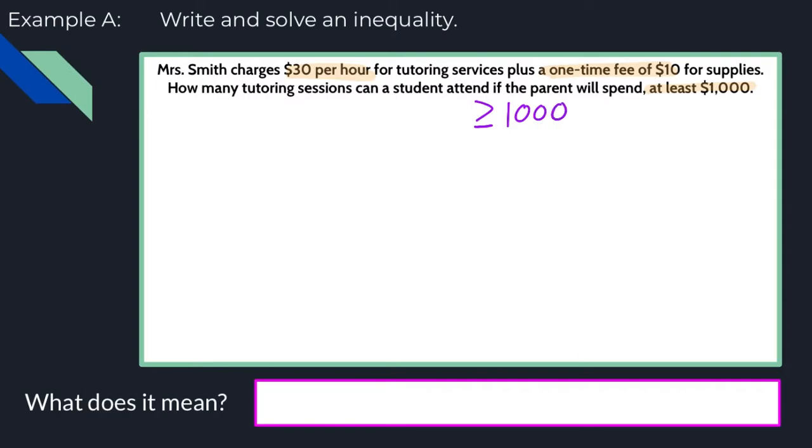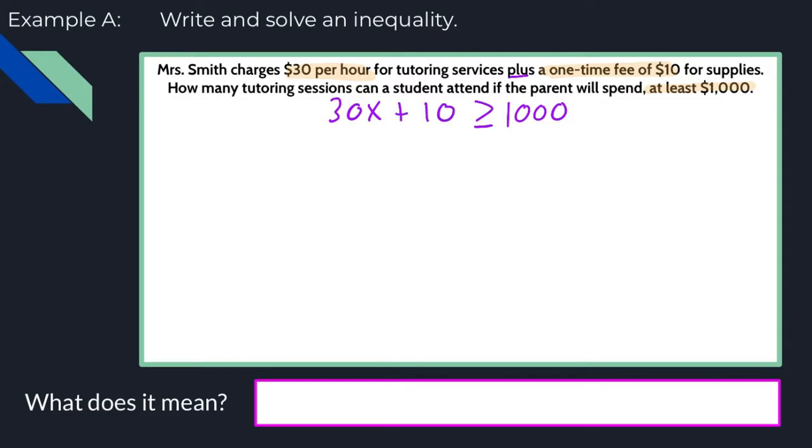Now let's take a look at some other information from our problem. We know that she's charging $30 per hour. Since we don't know how many hours that is, that's going to be our x. So we're going to write that as 30x. We also know that she's going to be adding, the word plus means addition, a one-time fee of $10. So we're going to put plus 10.